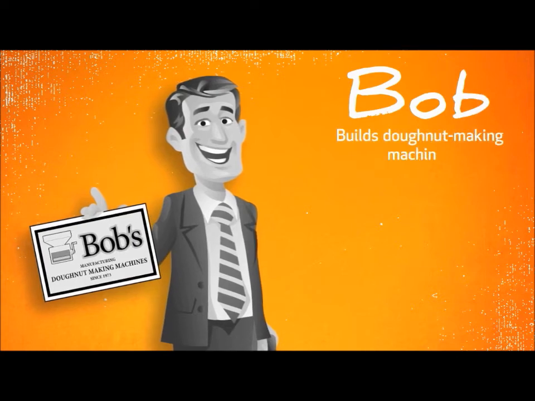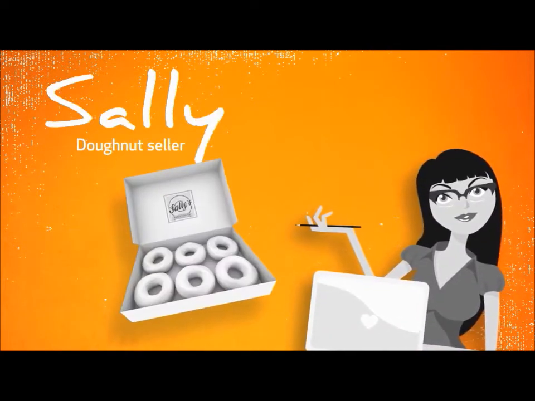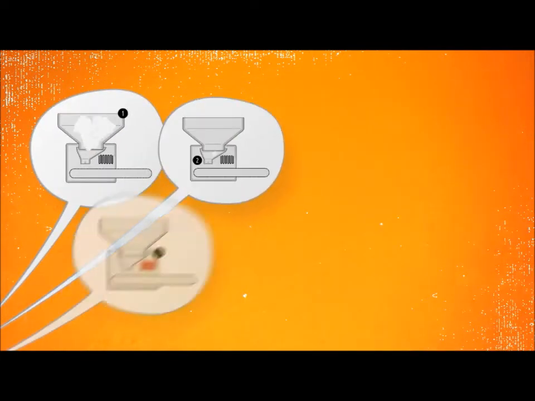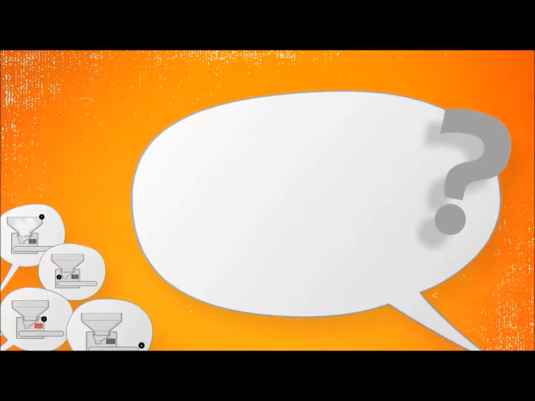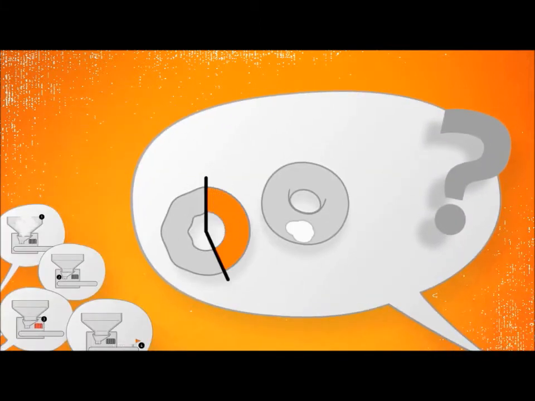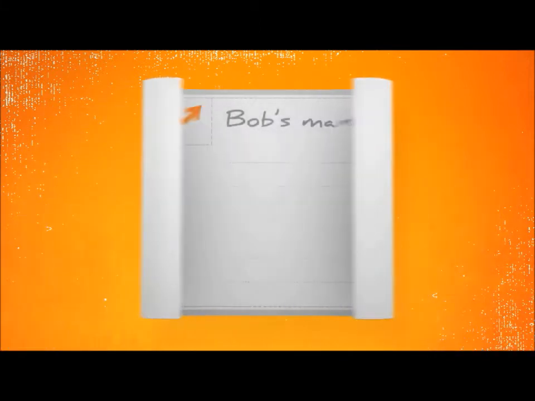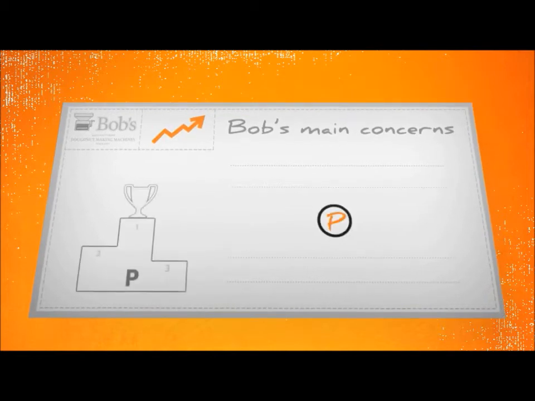This is Bob. Bob builds donut making machines. This is Sally. Sally owns a donut shop. Bob gives Sally a detailed description of his innovative machines. "Okay," says Sally, "but will they make my donuts rounder, tastier, and less costly?" Sally wants to know what Bob's machine will do for her.